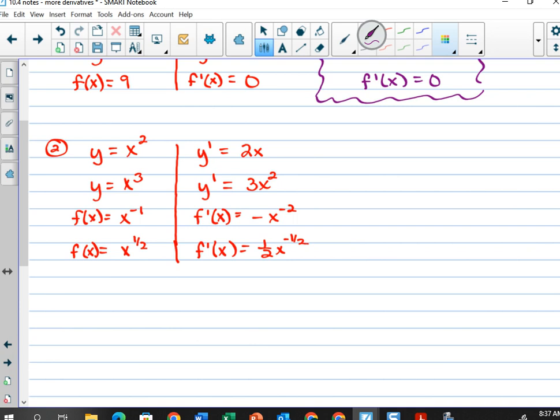Yeah, that's it. This is called your power rule. So if we start with f of x equals x to the n, the derivative, f prime of x, is n times x to the n minus 1.